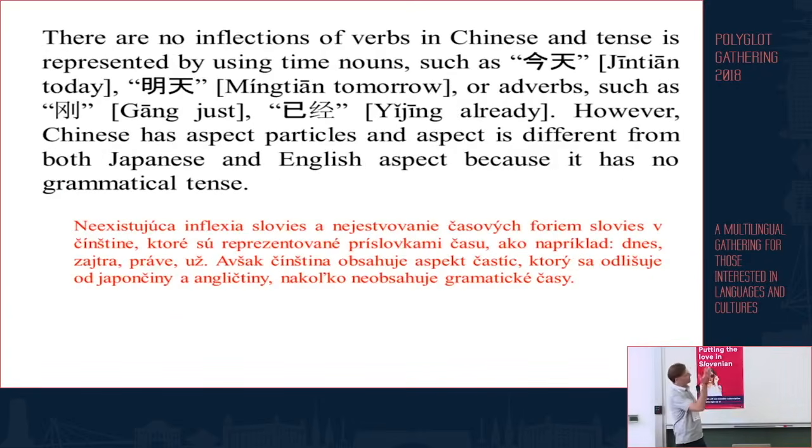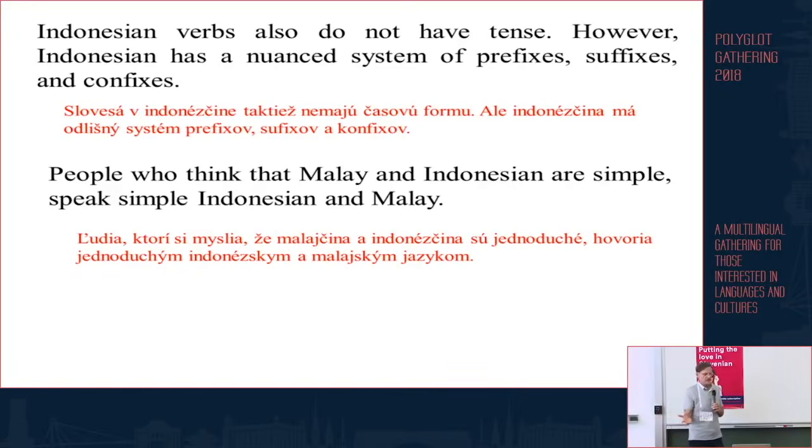This is just an example of Chinese that doesn't have any inflections, but the word order becomes quite important, as well as the aspects in Chinese in order to express past tense, future, etc. Completeness, non-complete, on and on. Indonesian verbs also do not have tense, but they have a lot of prefixes, suffixes, and cofixes.